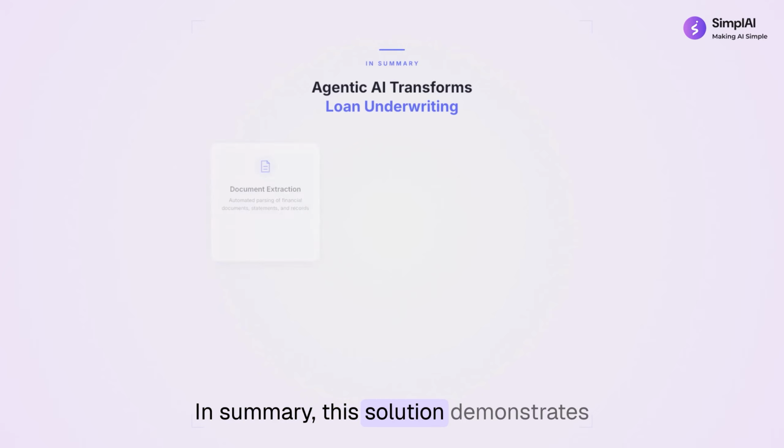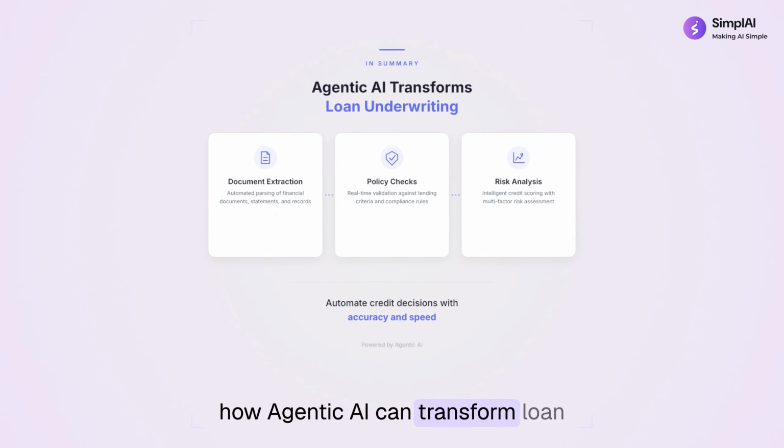In summary, this solution demonstrates how agentic AI can transform loan underwriting. By combining document extraction, policy checks, and risk analysis, organizations can automate credit decisions with accuracy and speed.